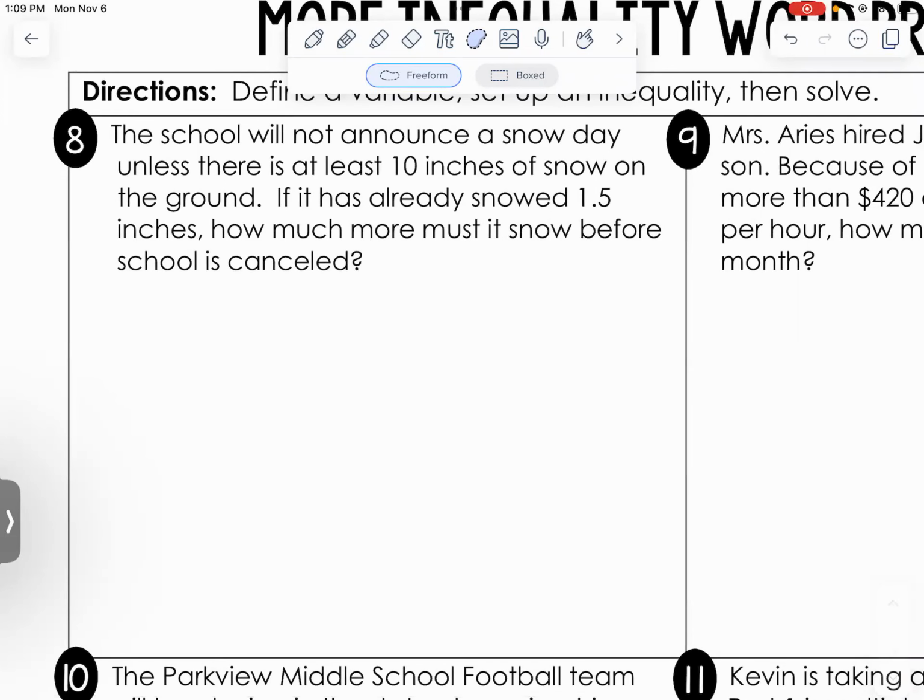All right, the school will not announce a snow day until there is at least 10 inches of snow.